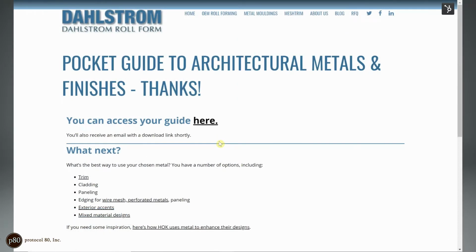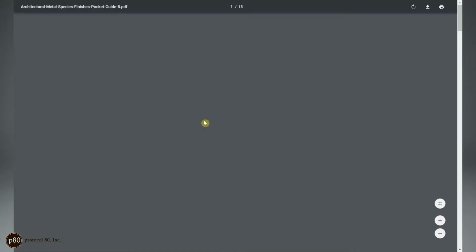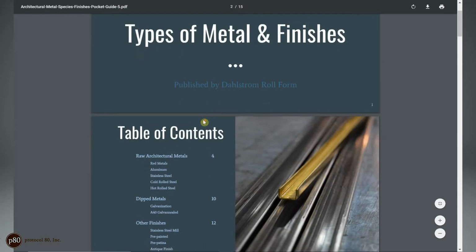So now I have converted into a lead for Dahlstrom Rollform. I provided my contact information, it entered their database, and now they're delivering me the architectural metals and finishes pocket guide. They're delivering it as promised. So I can see here, I can access my guide by clicking this link. It's going to open a PDF in a new window that is the guide that I requested.